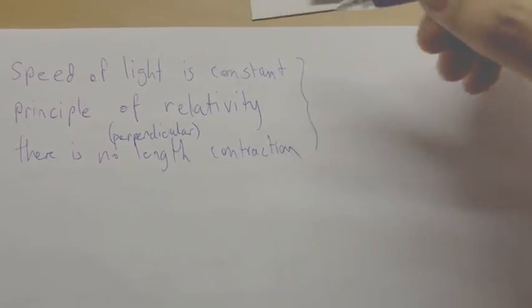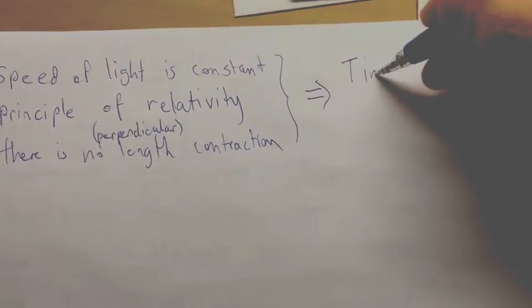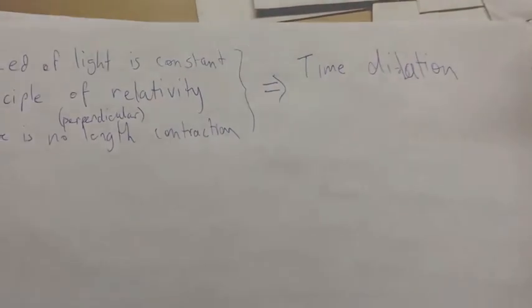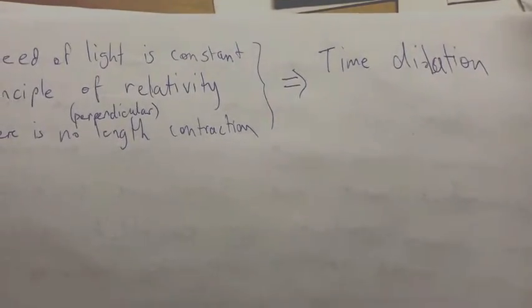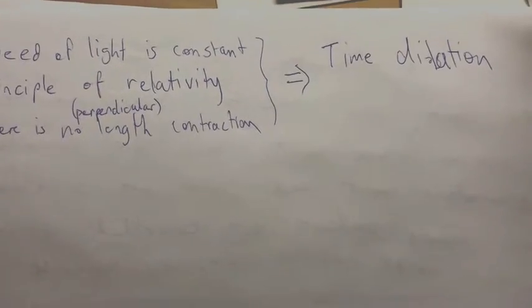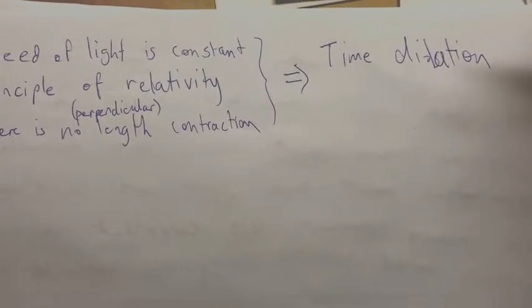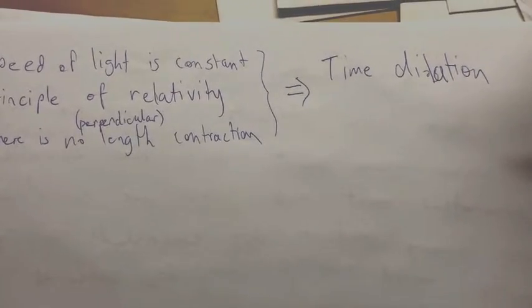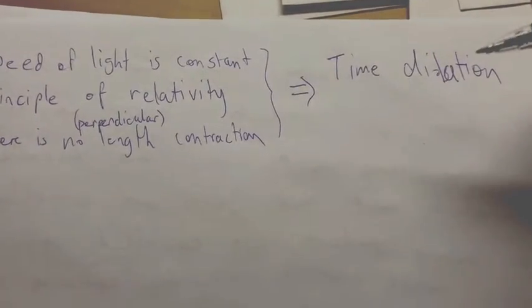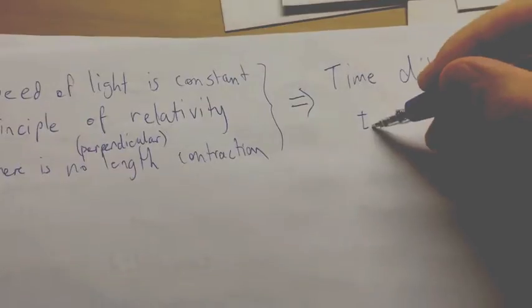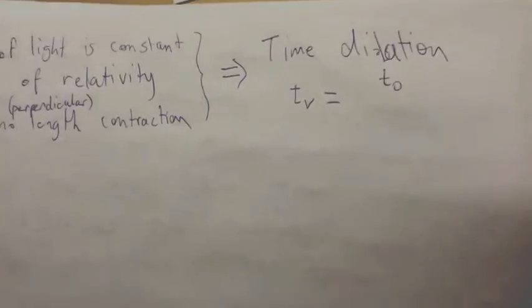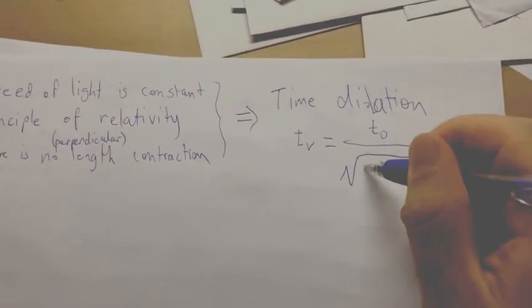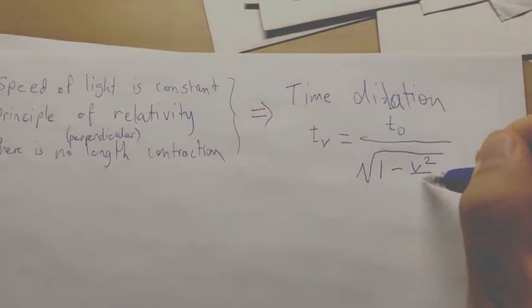And we're going to say all these assumptions imply time dilation. Alright, so time dilation, or more specifically, that you'll think it takes longer than a second for a moving clock to register a second. And more specifically, you'll think the time is off by a factor of 1 minus v squared over c squared.